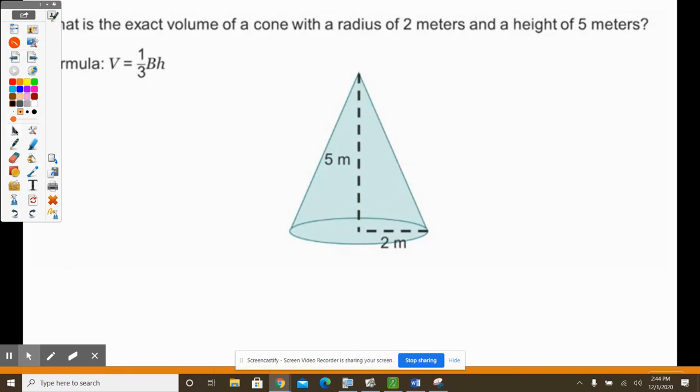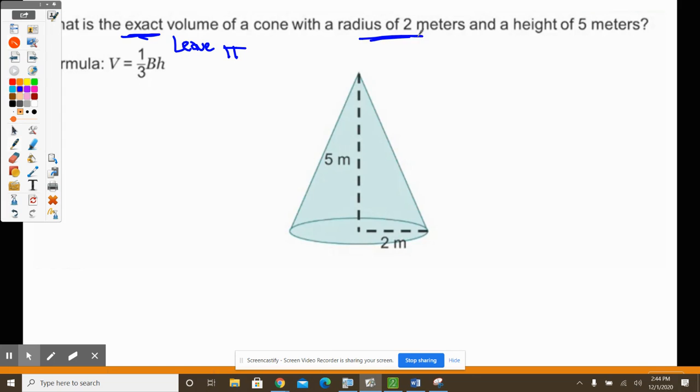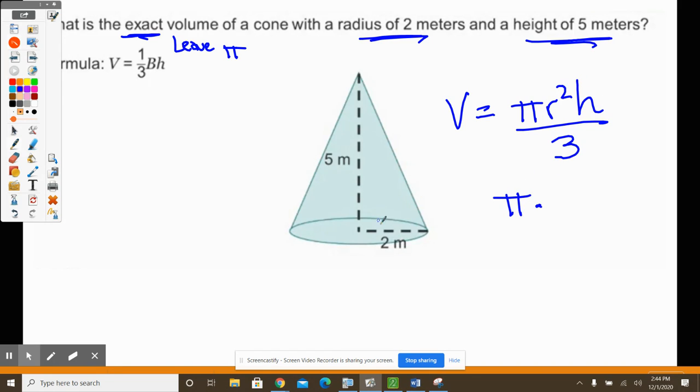So they want to know what the exact, and it says exact, so that means we're going to leave pi in our answer, volume of a cone with a radius of 2 and a height of 5. So we're going to do pi r squared h divided by 3. So we're going to leave the pi. R is the radius, so that's 2 squared. The height is 5, and we will divide it by 3.